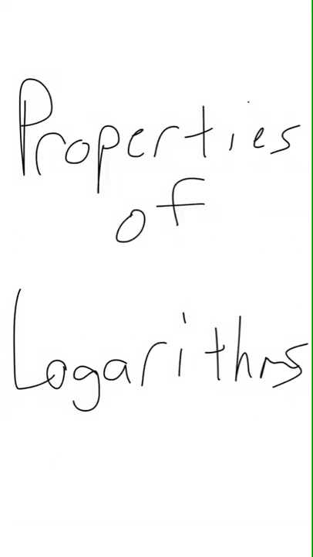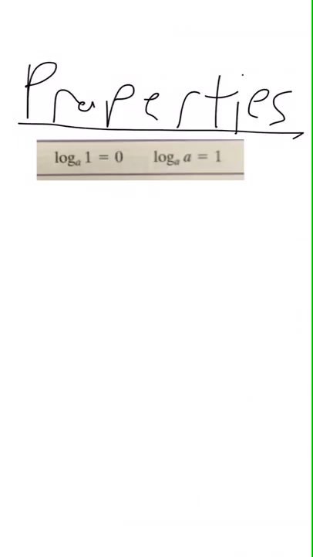This video is going to go over the properties of logarithms. So here are three basic properties that you're going to need. Well, actually four. The first two are that log base a of 1, log base anything of 1, is always equal to 0, and log base anything of that base is always equal to 1.